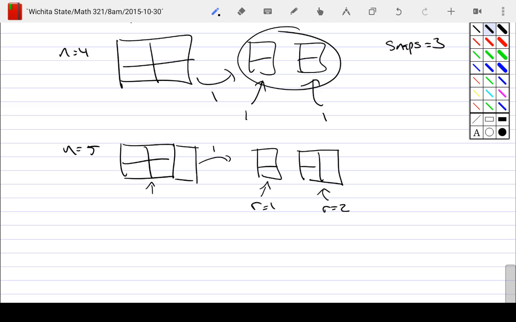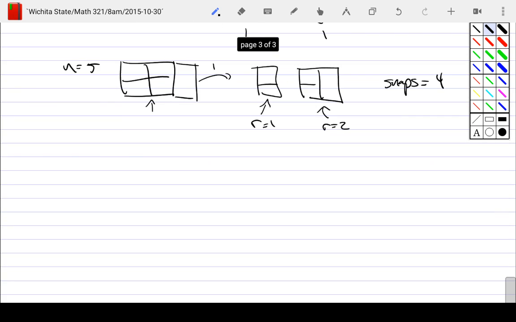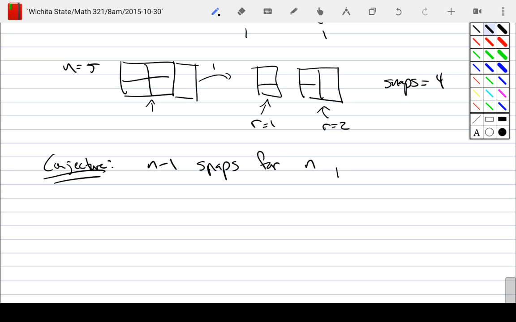1, 2, 3, 4. Give me a conjecture. Break it into n pieces, you need to snap it n minus 1 times. Right. So it looks like my conjecture is n minus 1 snaps for n pieces.